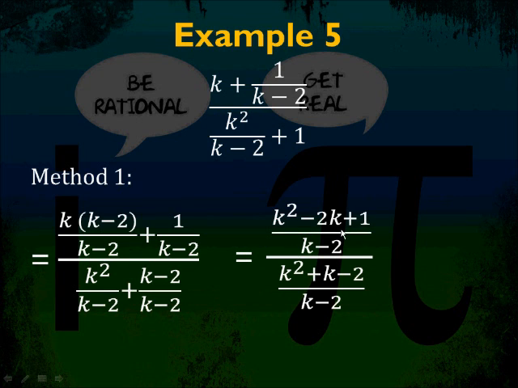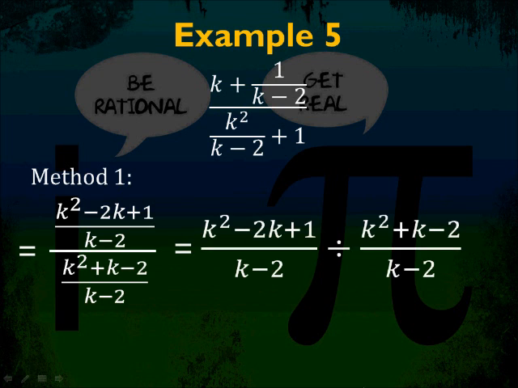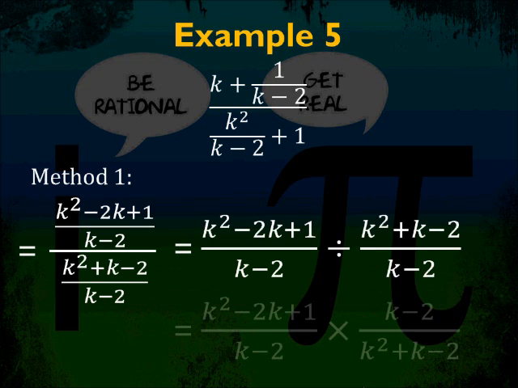k squared minus 2k plus 1. This is k squared minus 2k, all over k minus 2. Here we have a k squared plus k minus 2, all over k minus 2. So you can now divide the fractions and multiply by the reciprocals.